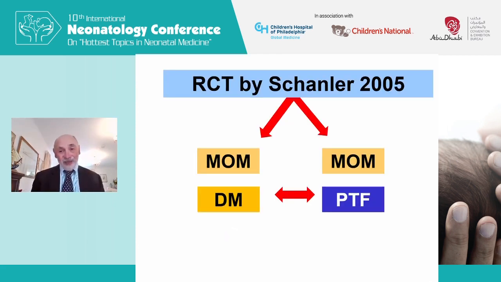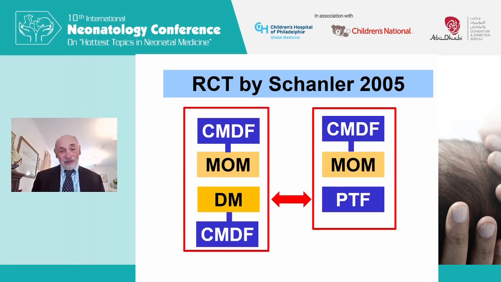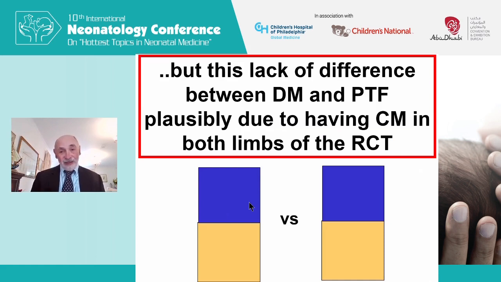If we take this trial by Chandler, he wanted to compare preterm formula with donor milk when mothers didn't produce enough milk. This looks like a nice study design, but the study failed to detect adverse impact of preterm formula, which had been shown over prior decades. And some clue as to why that might have occurred derived from looking at the methods section in the paper, where you can see that cow's milk derived fortifier has been added to both mother's milk groups and also the donor milk group. So this lack of difference between donor milk and preterm formula was plausibly methodological, due to having large amounts of cow's milk in both limbs of the trial.